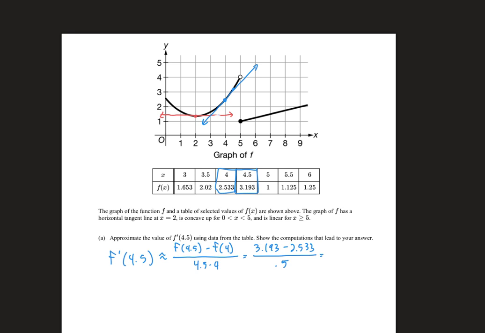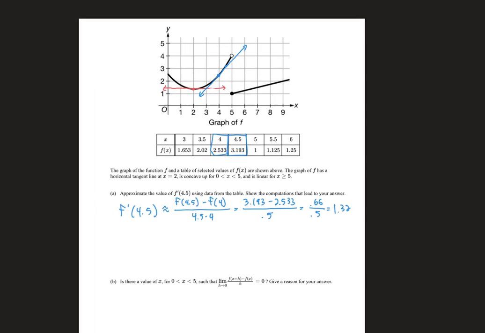Let me do this in a calculator real quick. That's 0.66 on the top. That's 1.32. So the slope of the tangent line at 4.5 is approximately 1.32.